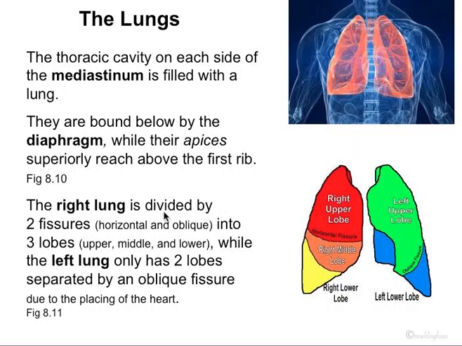The right lung is divided by two fissures. Here's the right lung, two fissures, a horizontal fissure and an oblique fissure. And that makes it three lobes: a superior lobe, a middle lobe, and an inferior lobe, a lower lobe. And the left lung, because we have the heart there, like here's the shape of the heart in here, only has two lobes. We have an upper lobe and a lower lobe, and we have an oblique fissure only there. We don't have a horizontal fissure, just an oblique fissure. That's fine.